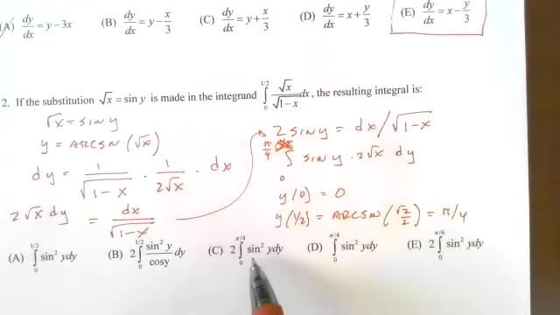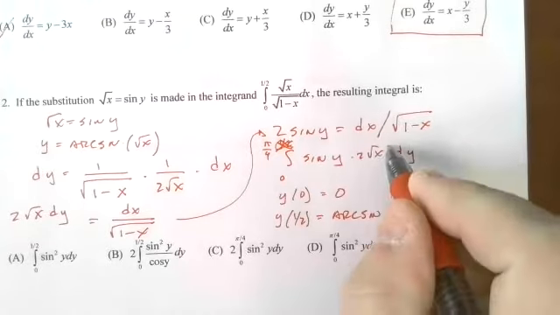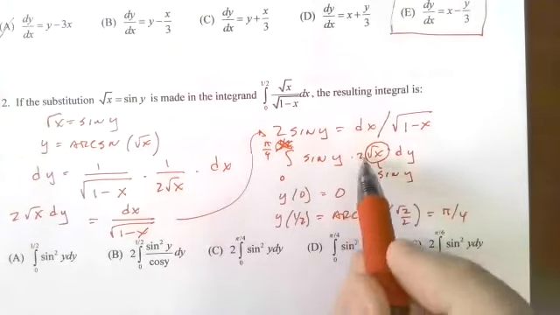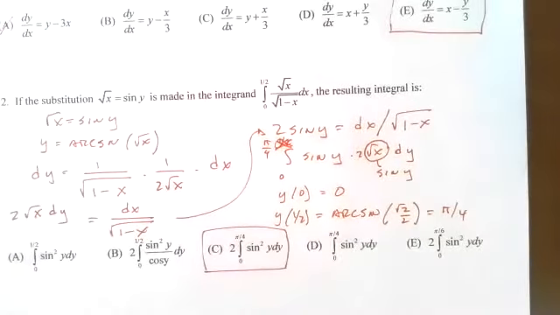2 comes out front, sine, 0 to pi over 4. I don't know why I wrote root x up here. Yes, I did. I can sub this in and make it sine of y. So 2 up front, sine squared y. That's a tough problem.